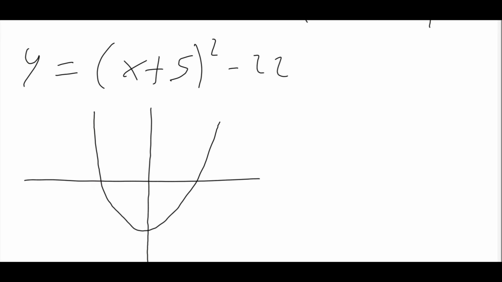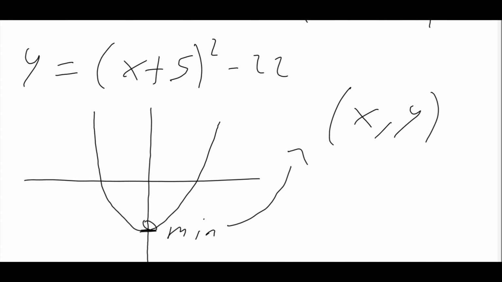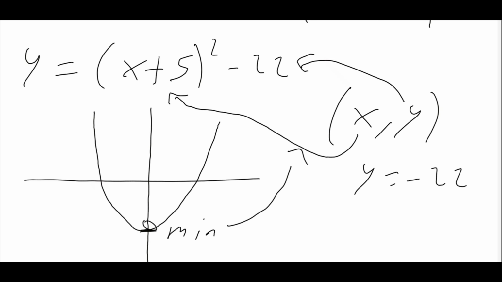Now this can be anywhere on the graph. It doesn't have to cross the y-axis, but regardless, there will always be a minimum point. And by completing the square, we have the minimum point in terms of the x and y coordinates. So the x coordinate will be inside the (x + 5)² bracket, and the y coordinate will simply be −22. Now, because the x + 5 is inside a bracket, we have to solve for the x coordinate.